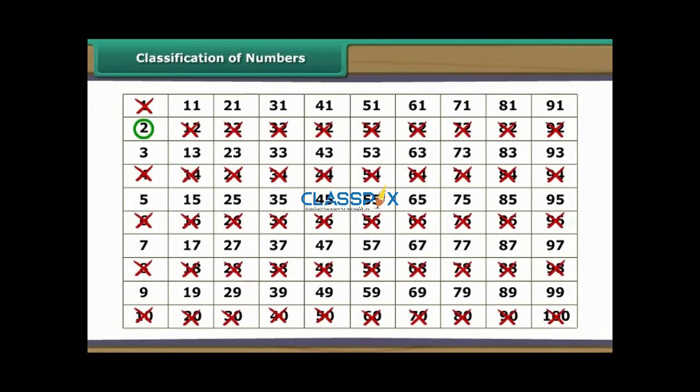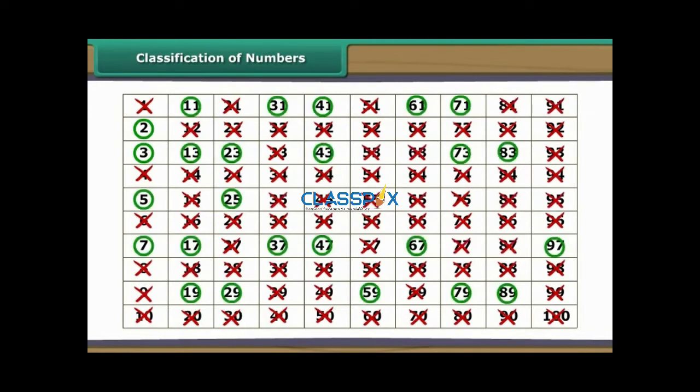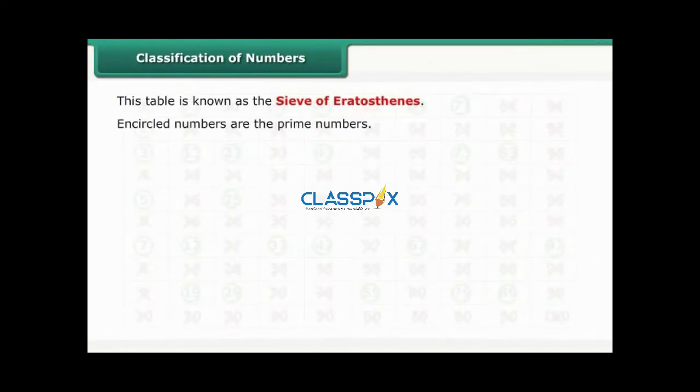3 is prime. We draw a circle around it. We draw a cross on all the multiples of 3. We proceed till we have drawn a cross or a circle around all the numbers from 1 and 100. This table is known as the sieve of Eratosthenes. The encircled numbers are prime numbers. There are 25 prime numbers between 1 and 100.